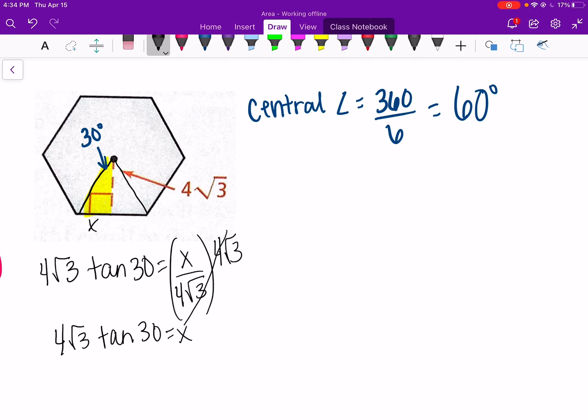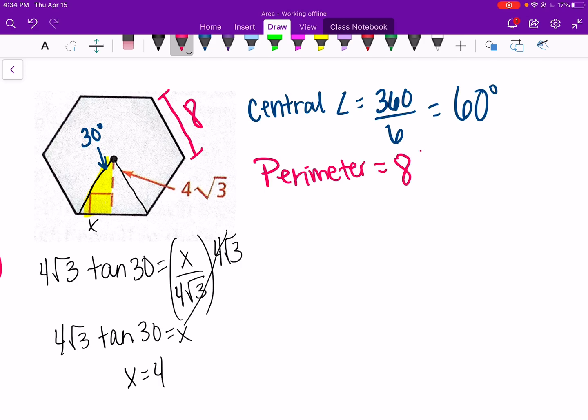And actually, when you type this into a calculator, you are going to get 4. X is exactly 4. So if x is 4, which is half of our side length, we know that our whole side length is going to be 8. So our perimeter is equal to 8 times 6, which is 48.